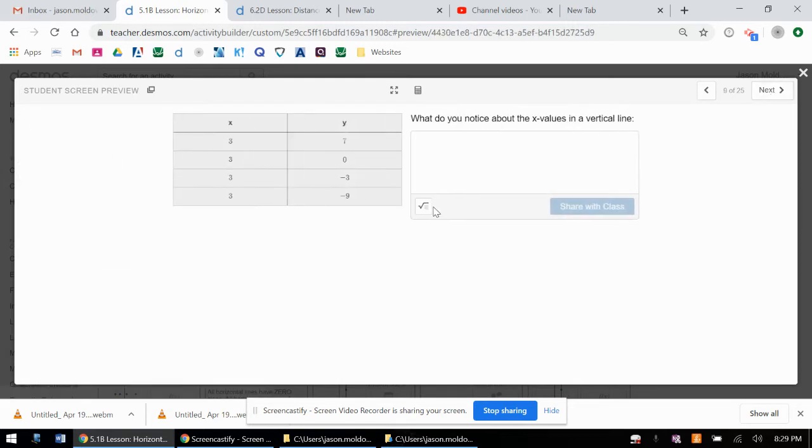So we're going to focus on vertical lines. That would mean, what do we notice about the x values in a vertical line? All the values are equal, in this case, 3. I'll click share with class. Okay, so we're looking for x values that are all the same.